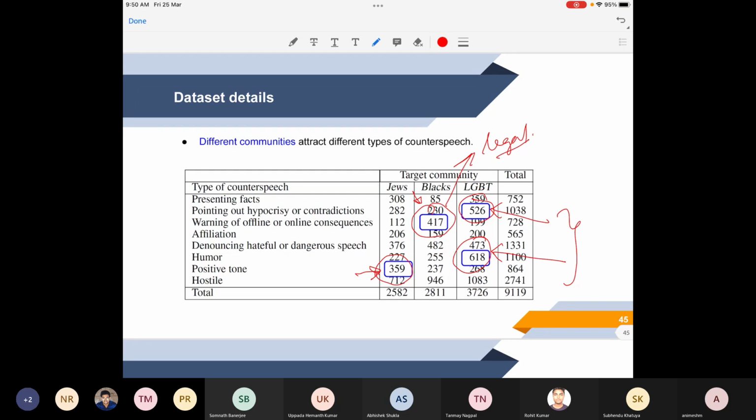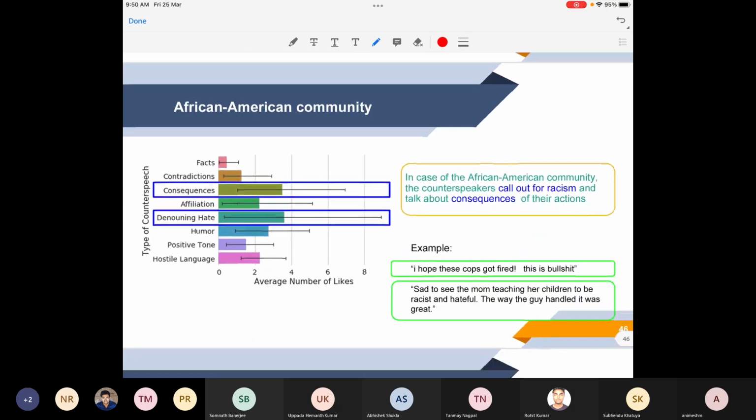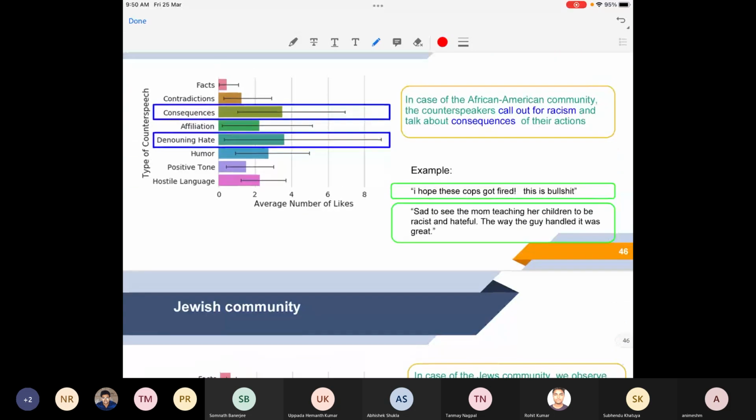Not all types of counter speech work well for all communities. For certain communities, certain types of counter speech work better. That's why we wanted to do this categorization and see if they have varied effects across the different communities. Looking a little deeper, we found the number of likes obtained by these counter speech comments in the different communities. These are certain metadata.